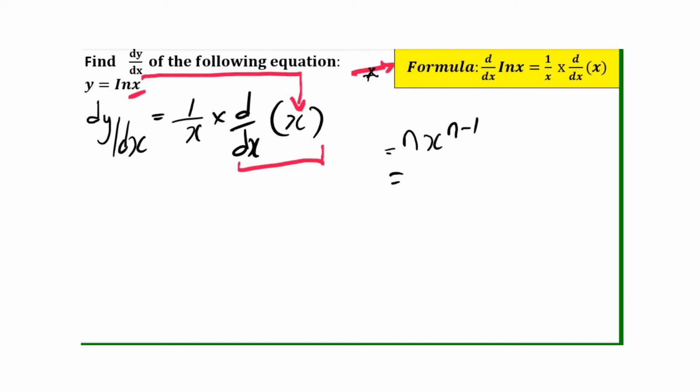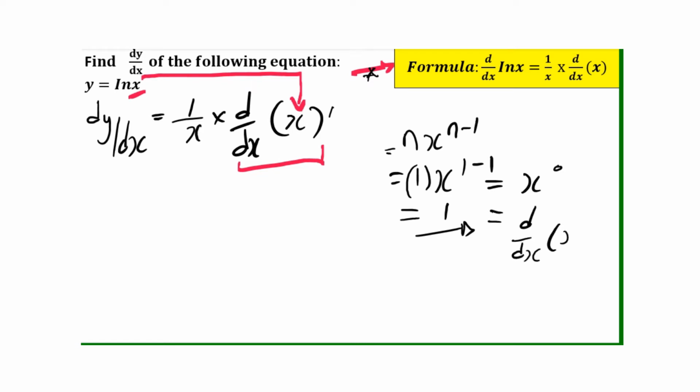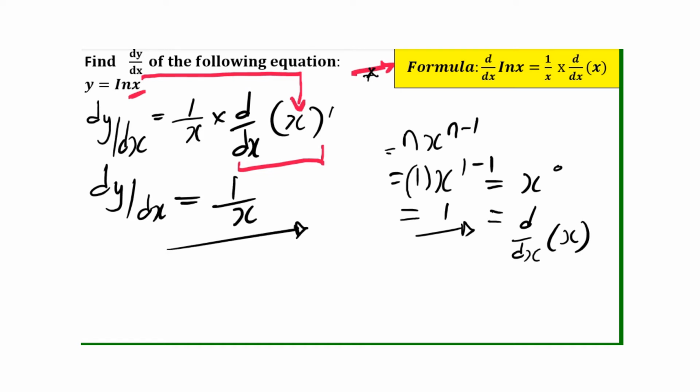So you're gonna say your n is 1, which is this one here. Then x to the power of 1 minus 1. So you're gonna get x to the power of 0. So remember, anything to the power of 0, you're gonna get a 1. Okay, so meaning this d over dx of x is 1. So your dy over dx is gonna be 1 over x. This is your final answer.